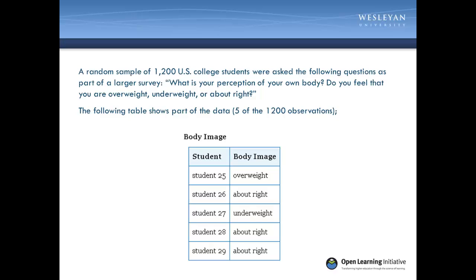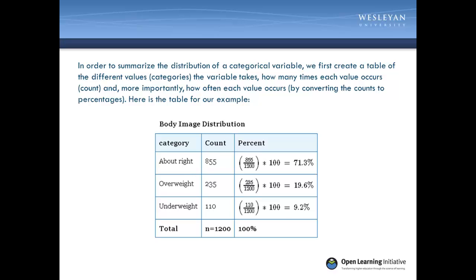There is no way that we can answer these questions by looking at the raw data, which are in the form of a long list of 1,200 responses, and therefore not very useful. However, both these questions can be answered easily once we summarize and look at the frequency distribution of the body image variable. This is to say, once we summarize how often each of the categories occurs. In order to summarize the distribution of a categorical variable, we first create a table of the different values or categories that the variable takes, as well as how many times each value occurs, the count, and finally, and most importantly, how often each value occurs by converting the counts to percentages of the total.